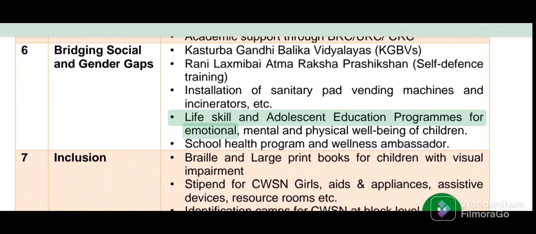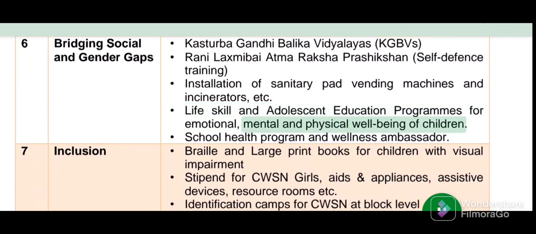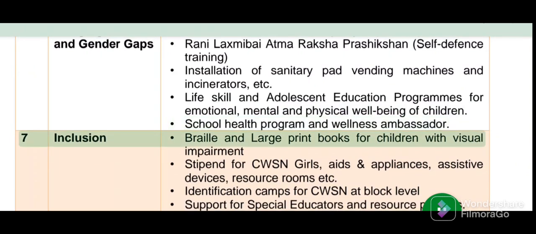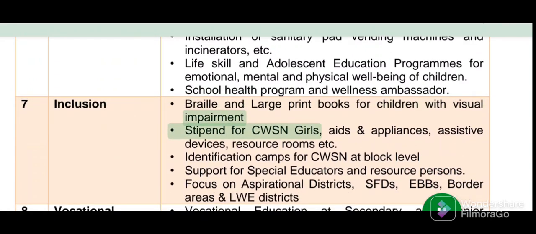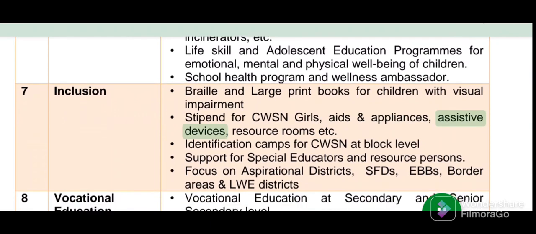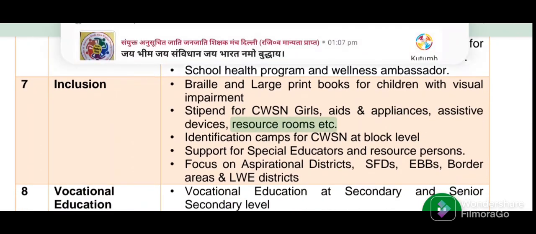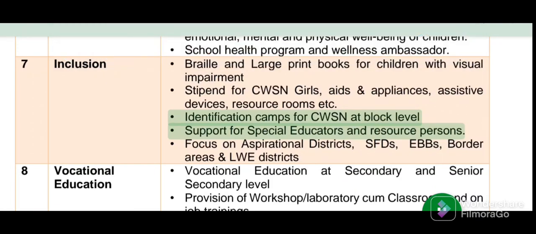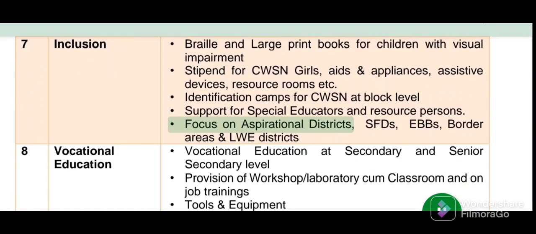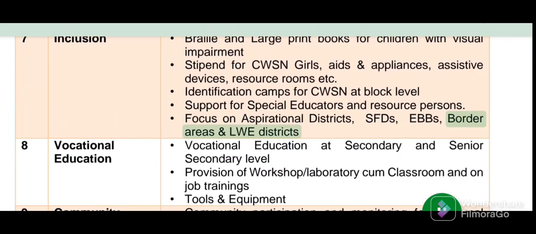Life skill and adolescent education programs for emotional, mental and physical well-being of children. School health program and wellness ambassador. 7. Inclusion: braille and large print books for children with visual impairment, stipend for CWSN girls, aids and appliances, assistive devices, resource rooms etc. Identification camps for CWSN at block level, support for special educators and resource persons. Focus on aspirational districts, SFDs, EBs, border areas and LWE districts.